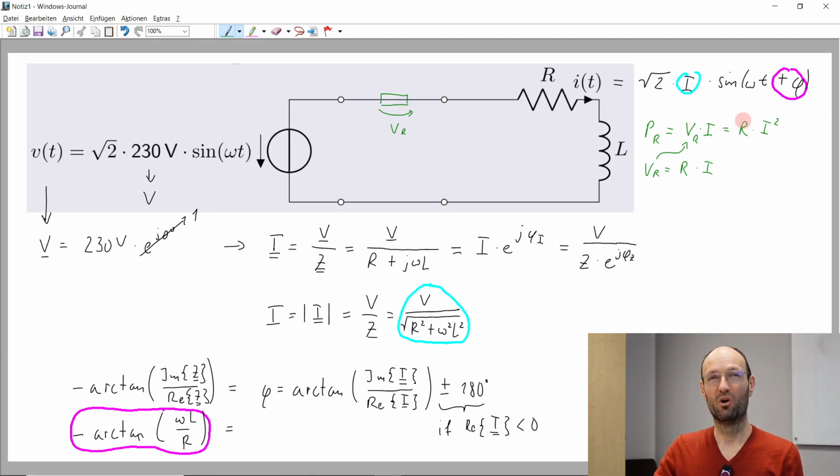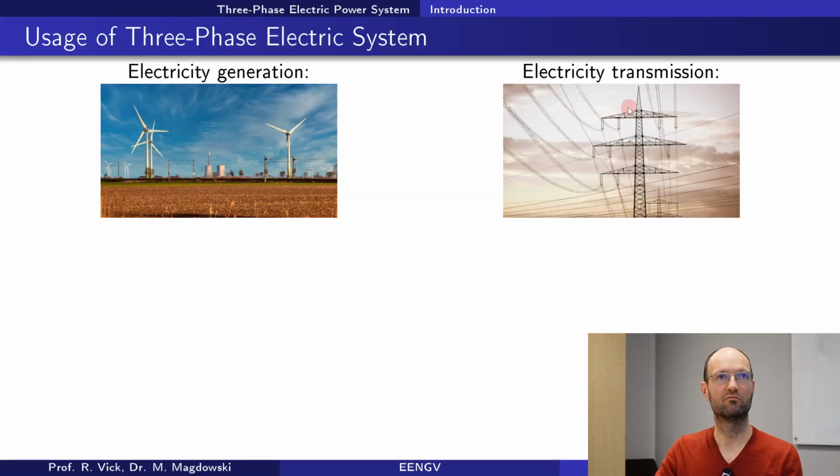Okay, so lowering the resistance is not really an option, but lowering the current is a good option. And I mean, still we want to transmit power from here to here, and power, as we can see, is voltage times current. So if the current needs to be small, the voltage needs to be high. And that's why these overhead electricity transmission systems work with voltages in the kilovolt range.